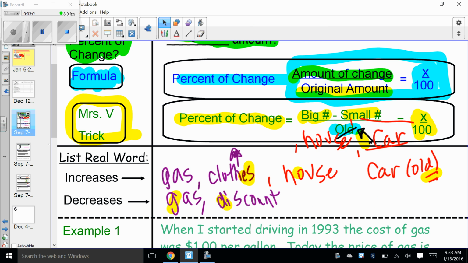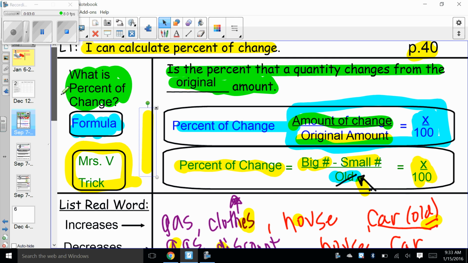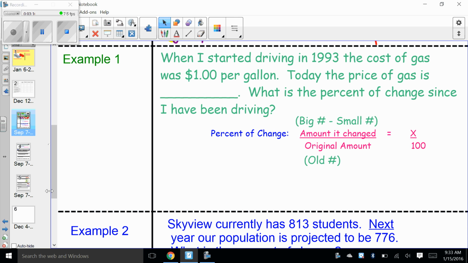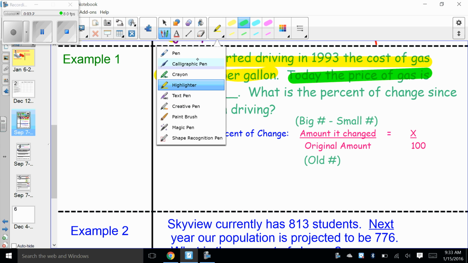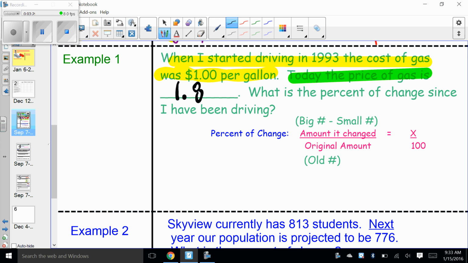So moving down here, we are going to go ahead and do example 1. In example 1, I started driving in 1993, when I got my driver's license. I was in 10th grade. The cost of gas was $1 per gallon. Today, as of this morning, the price of gas was $1.89. I left that blank because gas prices change all the time, so I like to leave it blank so that we can always fill it in. What is the percent of change since I've been driving?